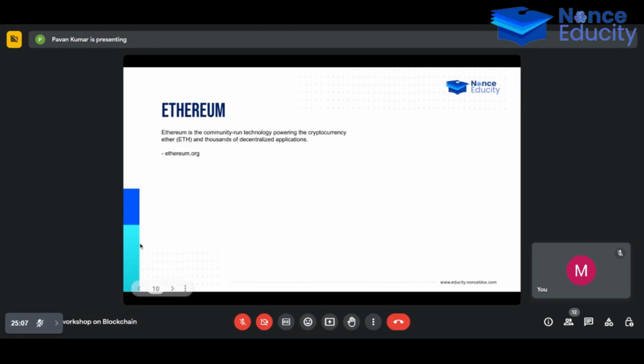So what is Ethereum? Ethereum is a community-run technology. Basically, it's a public blockchain, and it has a cryptocurrency called Ether, with the symbol ETH. This was coined by Vitalik, and since then many people have been involved in the development of Ethereum. You can learn more about Ethereum at ethereum.org. They have a lot of amazing documentation on many topics.